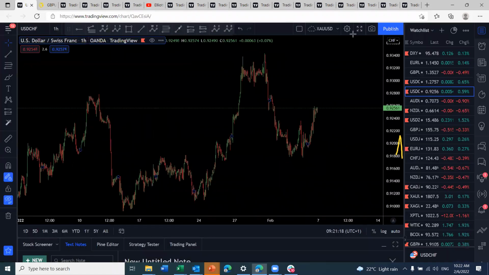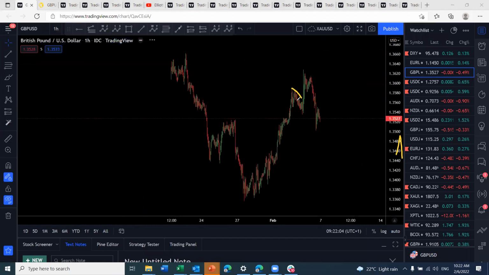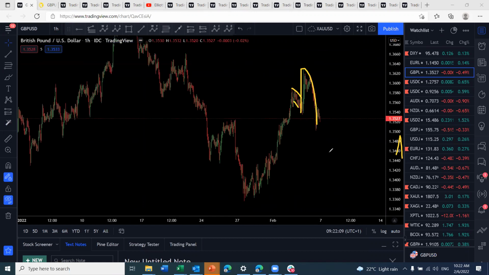Let's have a look at pound US dollar. So we've made only this move. This was the NFP spike, but we're now here. So what is the next move going forward?